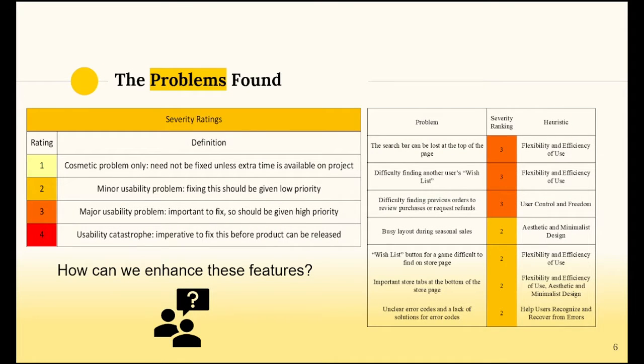So we found about 7 different problems regarding the Steam website. As you can see on the right-hand side, we have the severity rankings, the problems, and the heuristic that was violated. Over on the left-hand side, you can see the actual severity ratings and their definitions. Thankfully, we had no level 4 severity rankings, so Steam is doing all right in that aspect. However, we do see the 3s and 2s that we found that can be improved upon, and these include the search bar being lost at the top of the page, and difficulty finding another user's wish list. So, if you want to gift someone a game, it seems to be a bit of a hassle.